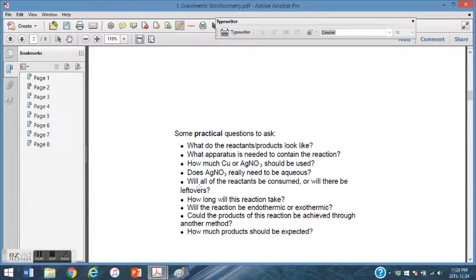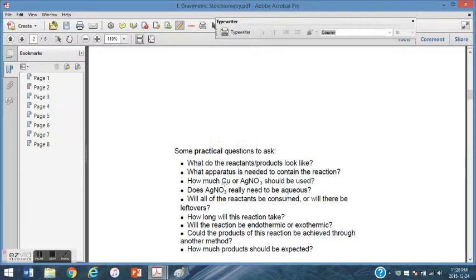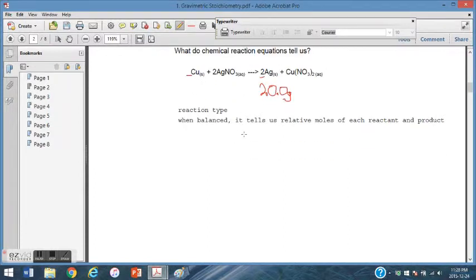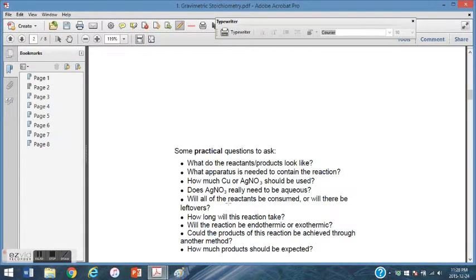Practical question. Will all of the reactants be consumed, or will there be some left over? Do I want there to be anything left over? Well, if I have to pay for the stuff, probably I want to use up as much of them as I can. Should there be any left over? This is an important one. How long will it take?